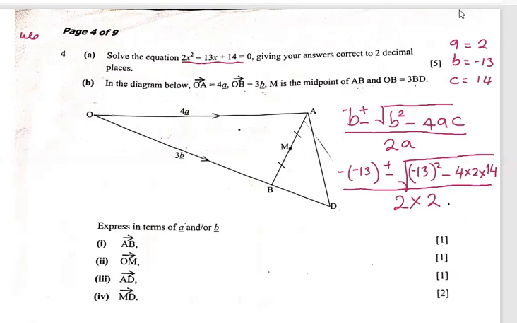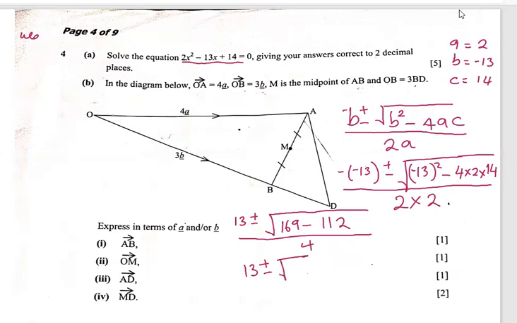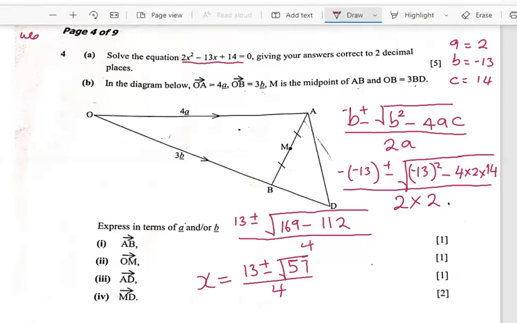So I'll bring this down, and now we have just 13 plus or minus the square root of 169 minus, so let's multiply those and see what we are getting. What are we going to get when you multiply these? These will give you 112, then divided by 4. Are we together? And the next step, when you work out what is under the root, you are going to remain with the square root of 57, all over 4. Don't forget this side we have x.